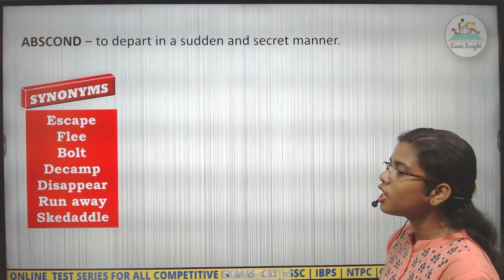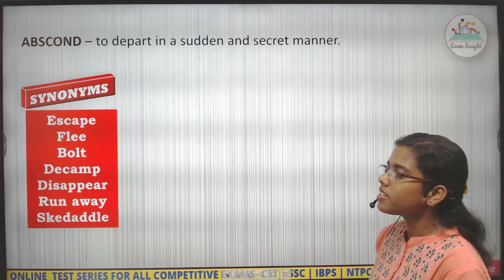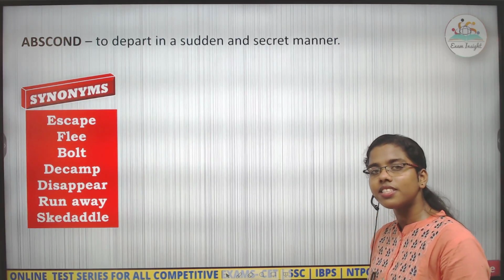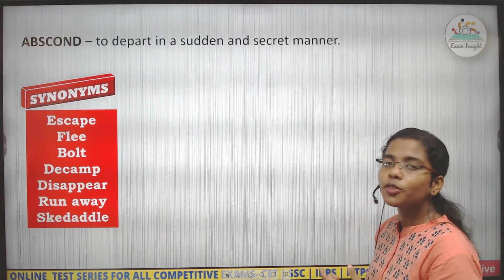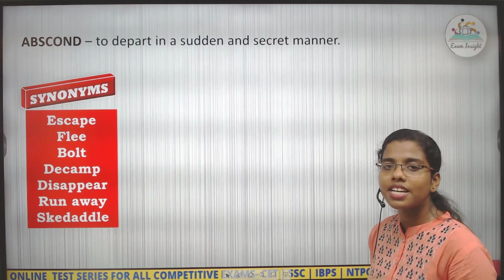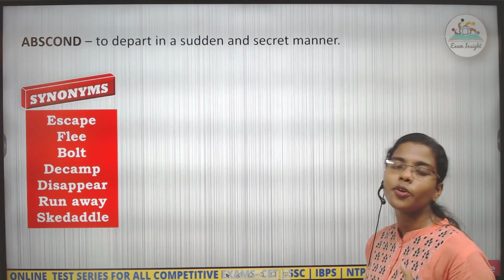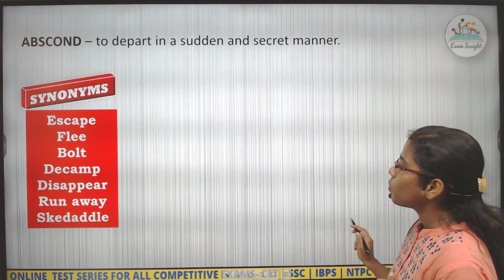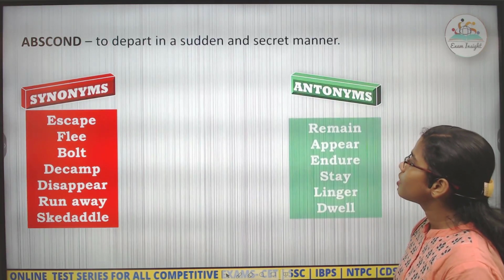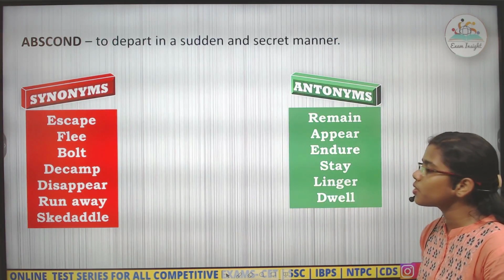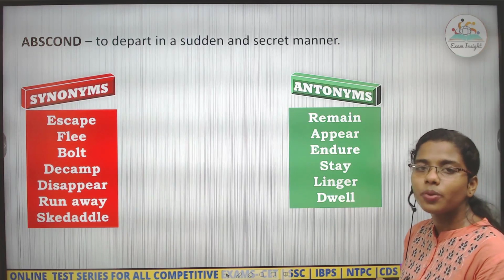Escape, flee, bolt, decamp, disappear, run away and skedaddle. I request you to note down the words which you get as new. It will be useful for your future. What can be the antonyms? Remain, appear, endure, stay, linger, dwell.